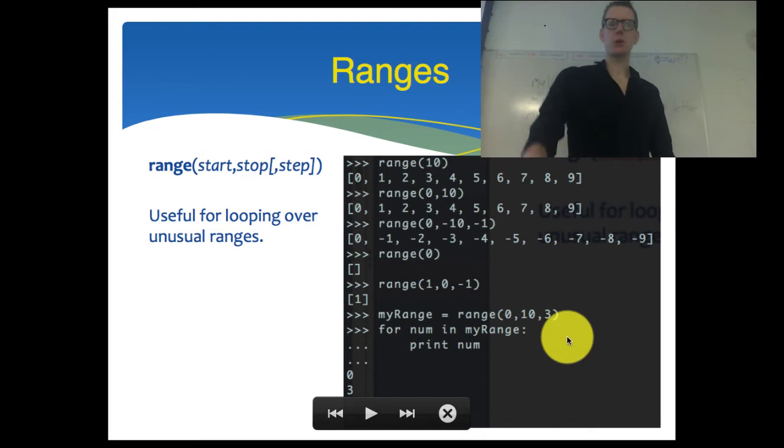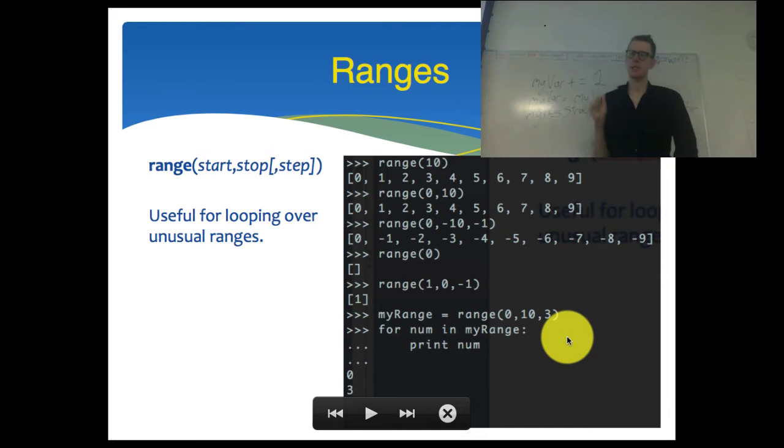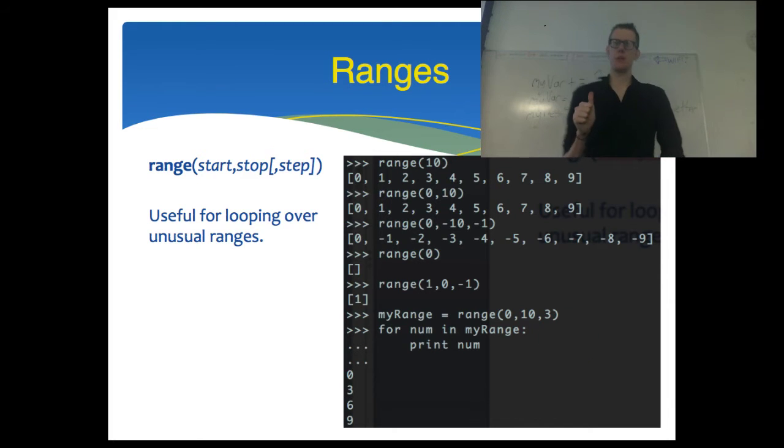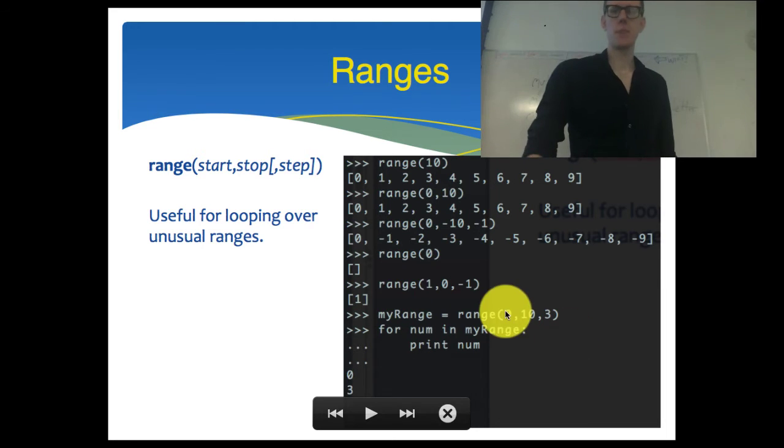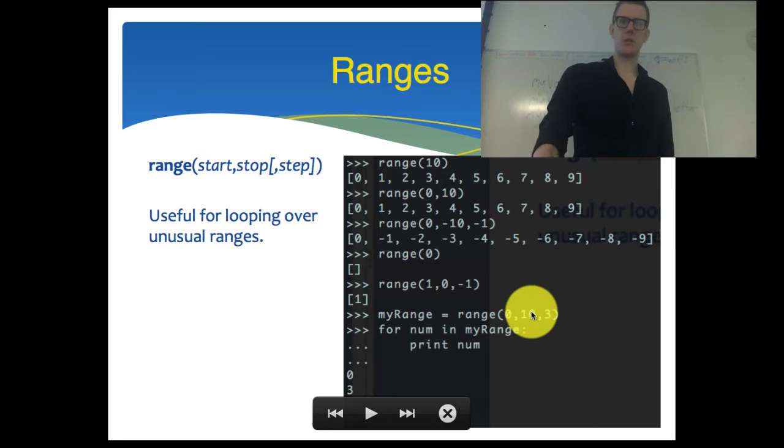I'm going to define a variable called myRange. I'm going to set it equal to the range 0 to 10 with a step size of 3. So that's going to be 0, and then 3, and then 6, and then 9. And then it will try and get 12, but fail because 12 is beyond 10. So my range is all the numbers between 0 and 10 with a step size of 3.